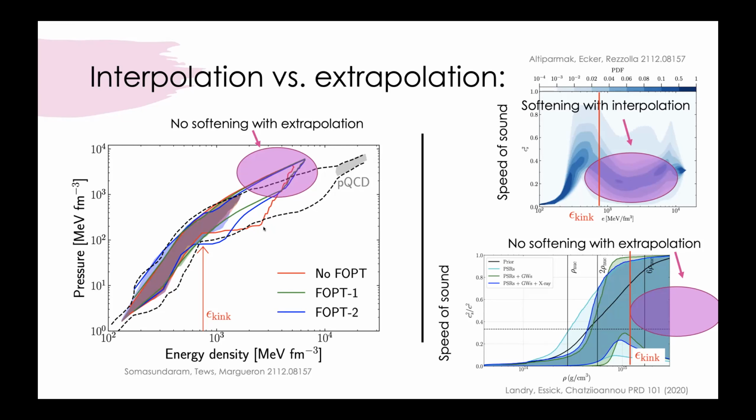And an interesting observation that arises from these calculations is that these extrapolation studies do not seem to see the softening. Here is, for example, an example from Somasundaram and collaborators, where they use only astrophysics constraints and no QCD constraint, and the softening of the equation of state is not visible in their posterior.